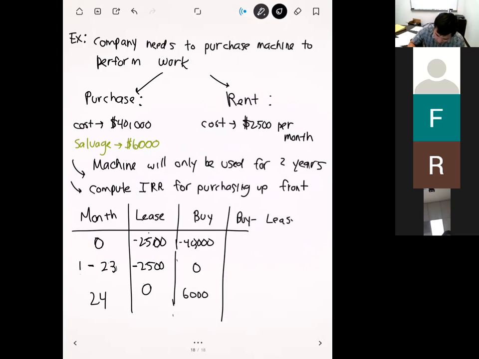Right. All right, and so for this problem, I'm actually going to do something a little bit different. Okay, and so what I'm going to do is take the difference between these two columns, right? And so I'm going to take what's on the buy column and subtract the lease column. Okay, or the other way around. And so we're going to take the buy and subtract the lease option. Okay, all right. And so if we do that for month 0 right here, what we have is a minus 40,000, minus a negative 2,500. And so in total, this is minus 37,500. Okay.